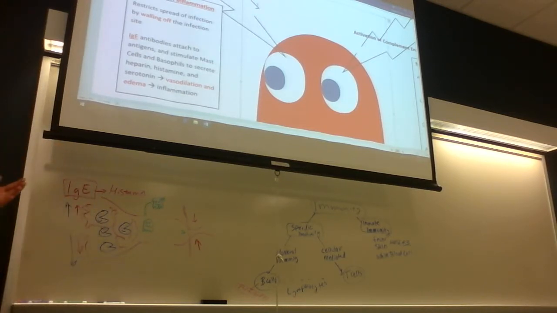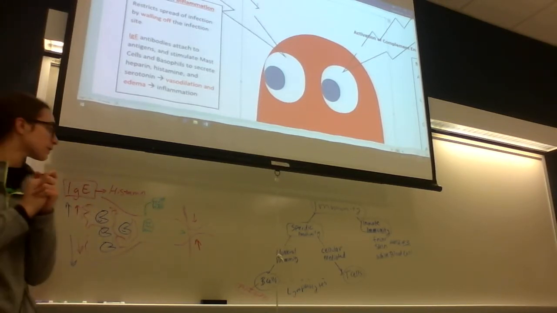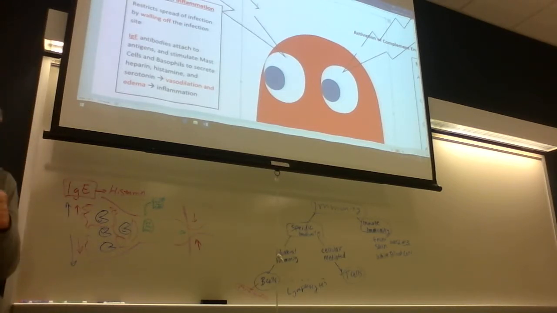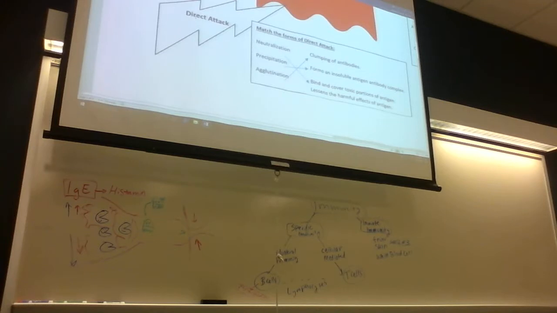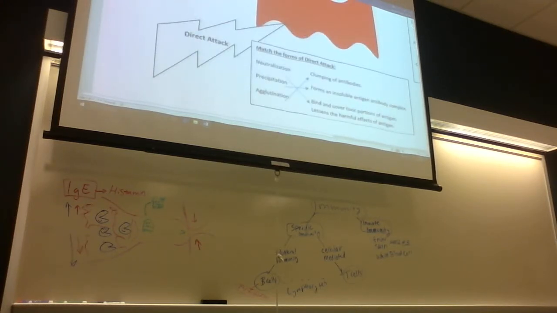So we're going to go through that more so next week with the other two worksheets. But for now, vasodilation, allergy, IgE. Next we have, so that's a localized change. Local means it's in one location, it stays there. The next change we're going to have is direct attack. Your antibodies directly attack antigens or diseases and pathogens by 3 different methods: by neutralization, precipitation, and agglutination.